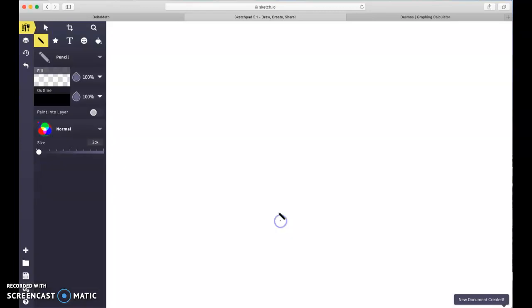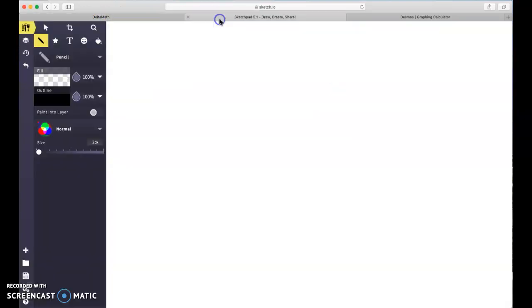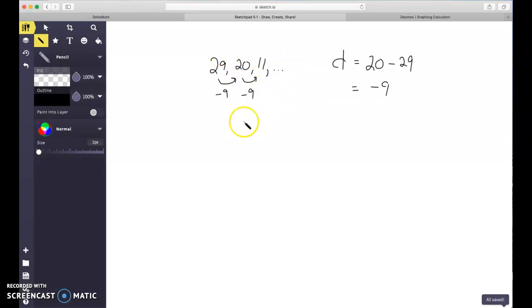So let's write the explicit formula for an arithmetic sequence. Our sequence is 29, 20, 11. If I write 29, 20, 11, I suspect it's arithmetic, so I'm going to be looking for my common difference. I'm going to do 20 minus 29, which I know gives me negative 9. So if I subtract, or add a negative 9 between each term, does it generate the next term? Yes, I see 29 minus 9 is 20. 20 minus 9 is 11, so this is arithmetic.